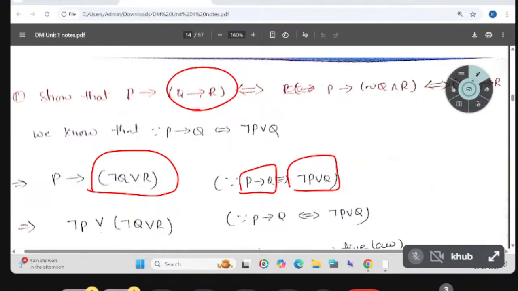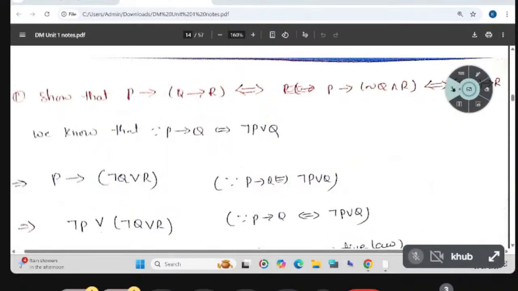So what is my P value over here? It is Q. And what is my Q value over here? It is R. So I am writing negation Q or R instead of Q implies R. Clear? How did I change Q implies R? I changed it to negation Q or R. Right. So again I am going to substitute P implies Q. If I write P implies Q again, how am I going to get it? Negation P or Q. Again I am going to get the value as negation P or Q. So what is my P value and what is my Q value here?